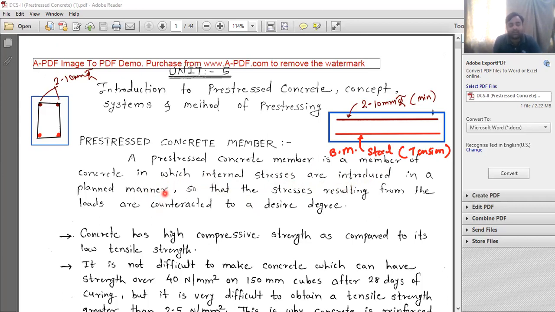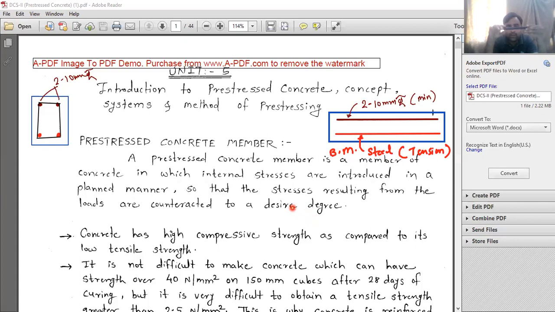Some calculations are there that we will see in the units coming later on, in unit number 6, 7. In a planned manner, so that the stresses resulting from the loads are counteracted to the desired degree. Why do we do this? We want to counteract the stresses which are developed due to the loading acting on the beam. If you see this is the beam, then the loading will act on the beam, such as a UDL, or somewhere a point load, or any other type of load.